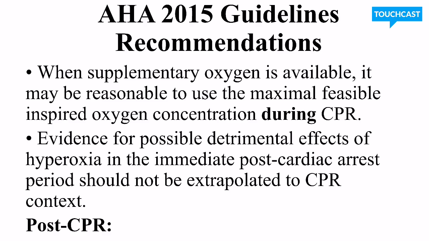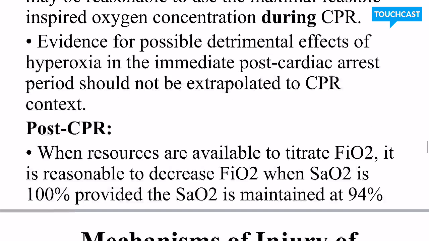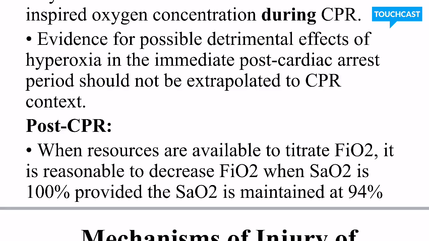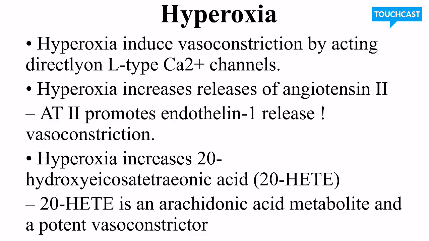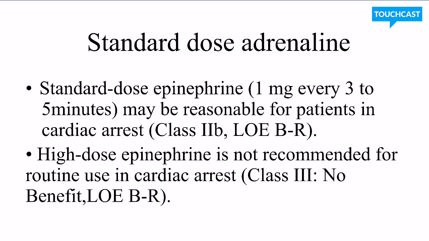So these are the American Heart Association 2015 guideline recommendations. During CPR, you are allowed to give a high concentration of oxygen. However, post CPR, you need to titrate the FiO2 with the aim of oxygen saturation between 94 to 100. This is because recently they noticed that hyperoxia, meaning high concentration of oxygen, is not good for the heart itself. There is no change in the dosage of adrenaline. Still, we use 1 milligram every 3 to 5 minutes.